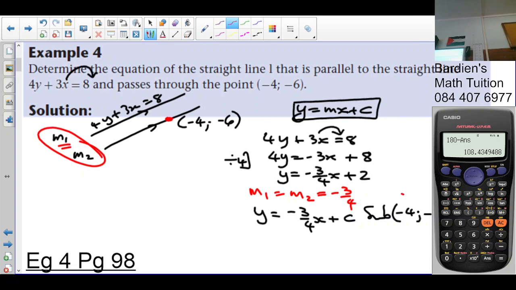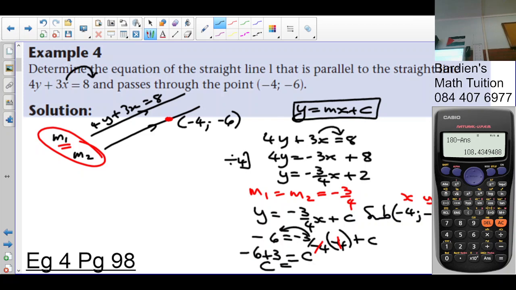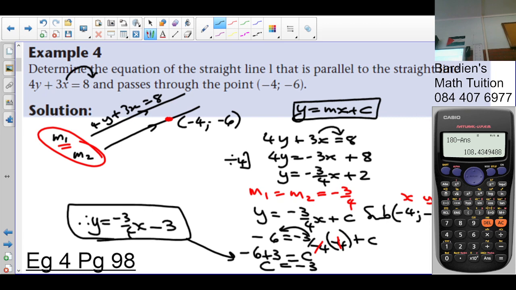Remembering this is an x and a y. So negative 6 is equal to negative 3 over 4 times negative 4 plus c. Okay? So of course the 4s cancel. So we'll have negative 3, over the equal sign becomes positive 3. So negative 6 plus 3 is c. So c works out to be negative 3. Therefore my equation is y is equal to negative 3 over 4x minus 3. That's the equation. Is that correct?